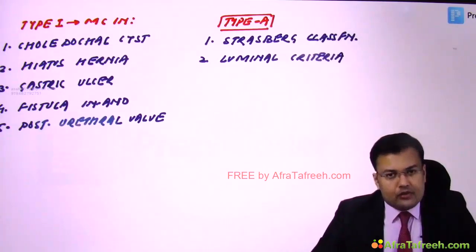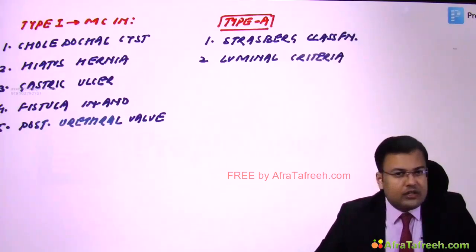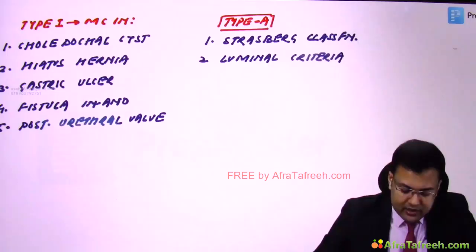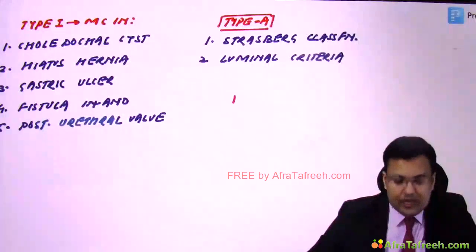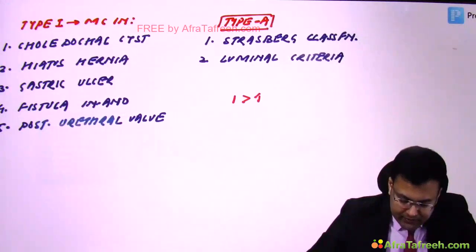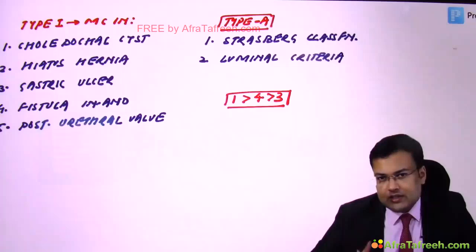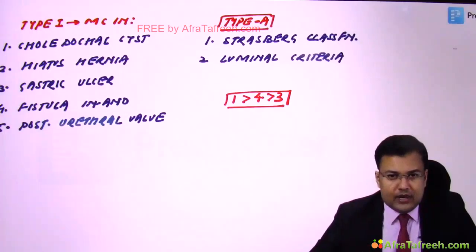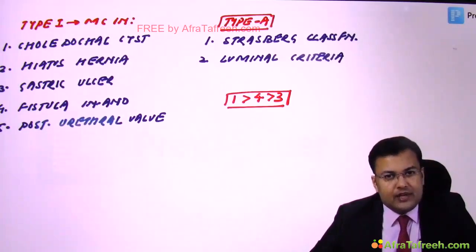Simple. So if we apply the same logic, what is the most common type of choledochal cyst? The most common type is type 1, followed by type 4, followed by type 3. So how to remember? This is 143. What is the meaning of 143? You must be knowing. We have to send this message just before midnight to one person only. 143 means I love you, right?